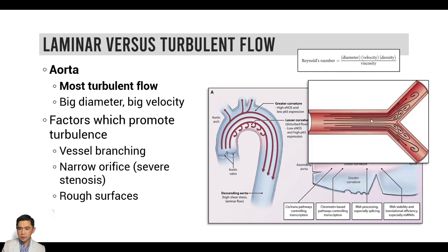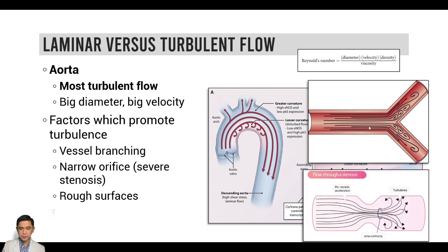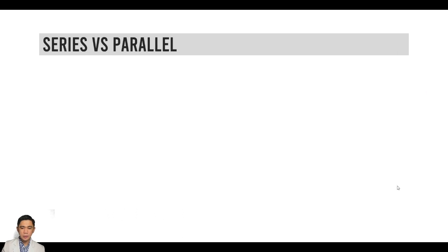This bend or the curvature will promote disturbed flow from the laminar flow. This figure will show branching, and there will be surfaces wherein the blood will actually tumble, but some blood will go laminar. This one is a flow through a stenosis. This is the normal laminar flow. Then when it encounters some bottleneck, the flow will actually be disturbed and it can result in a turbulent flow.